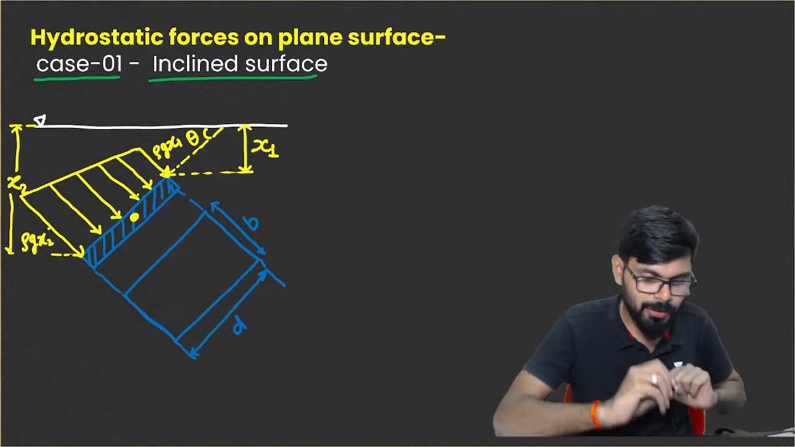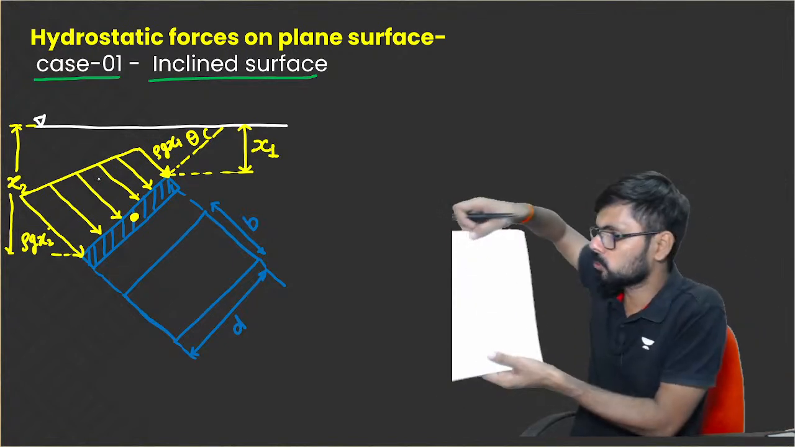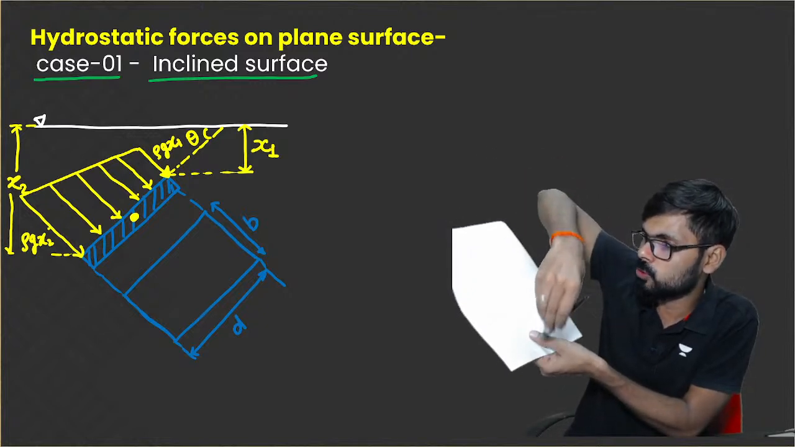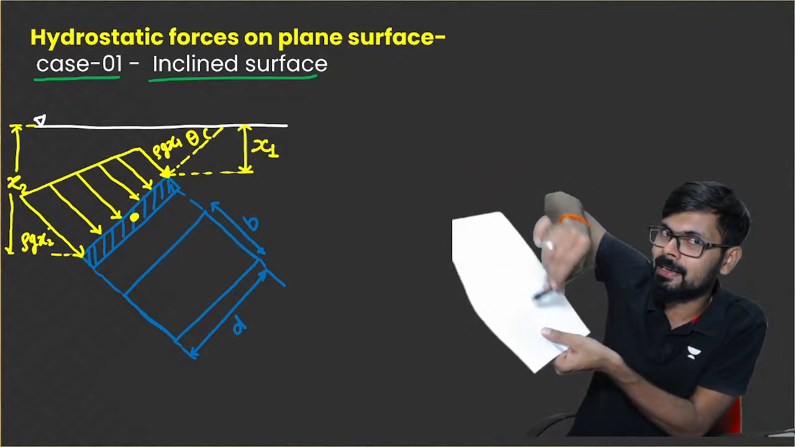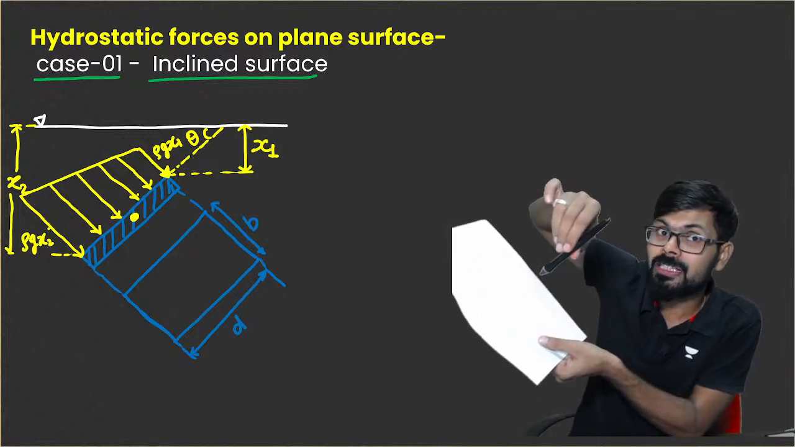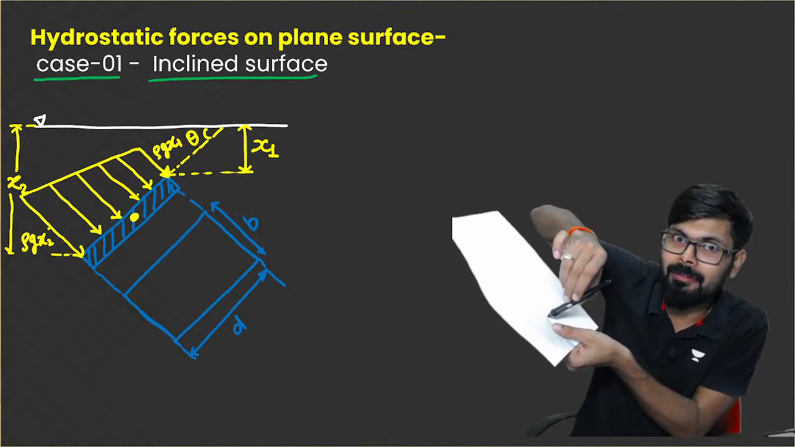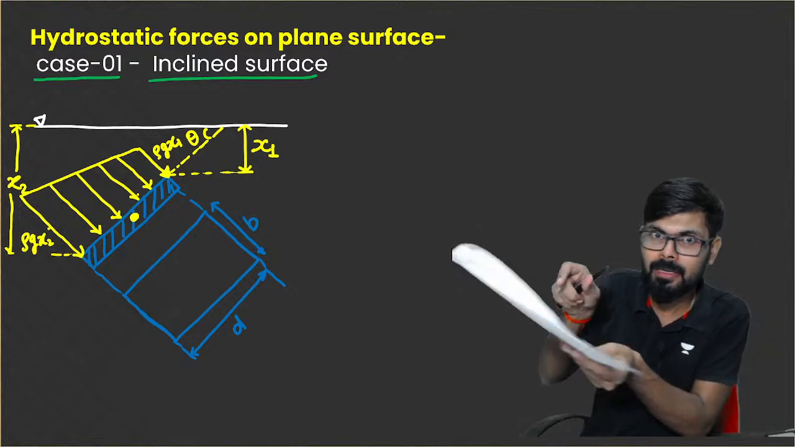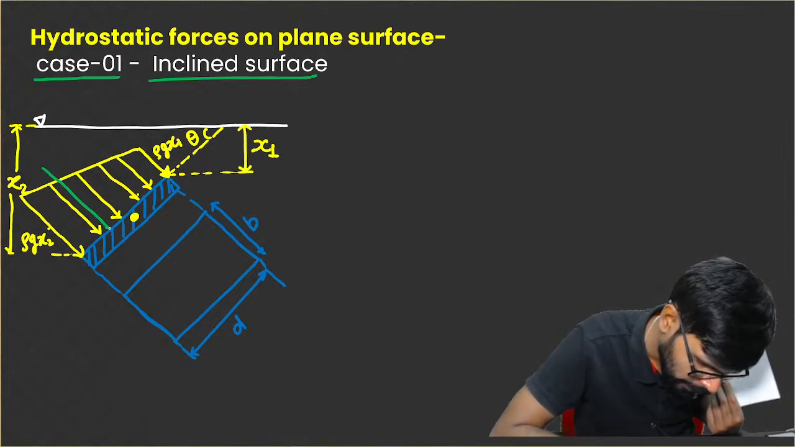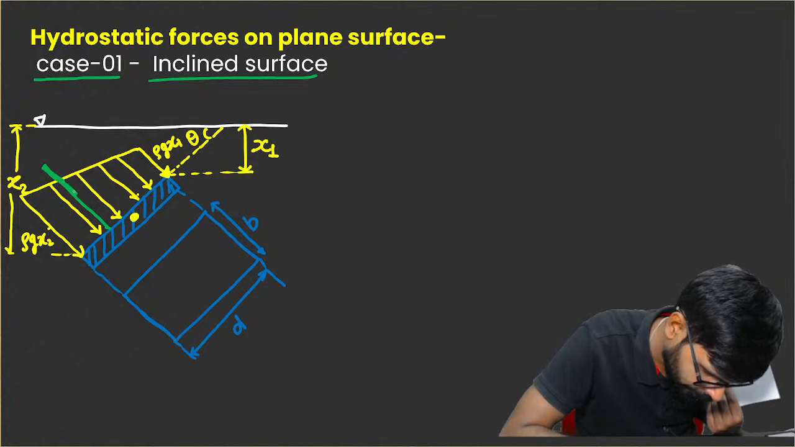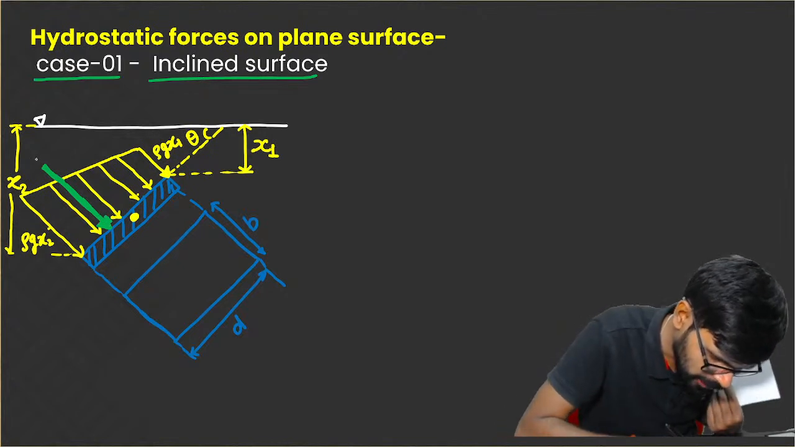See, this is the pressure diagram. Here pressure is rho g x1, here pressure is rho g x2, so pressure is increasing continuously. If I take the net force, F net, that will definitely act below the center of gravity, because on this side pressure is more, so force is more, right? You are getting my point. So obviously the net force is going to act somewhere here. This is F net.